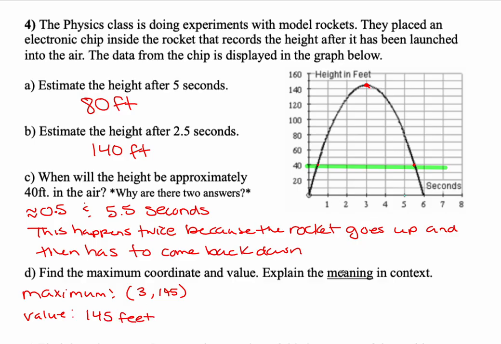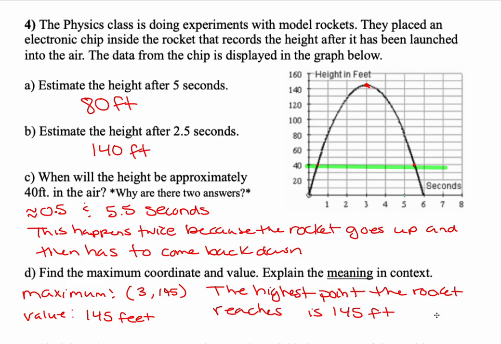It does say to explain the meaning in context. So of the maximum, the 3 was the seconds, and the maximum height was 145 feet. That means that the highest point that the rocket reaches is 145 feet, but it takes 3 seconds to get there. So to explain the meaning, it would be the highest point the rocket reaches is 145 feet after 3 seconds.